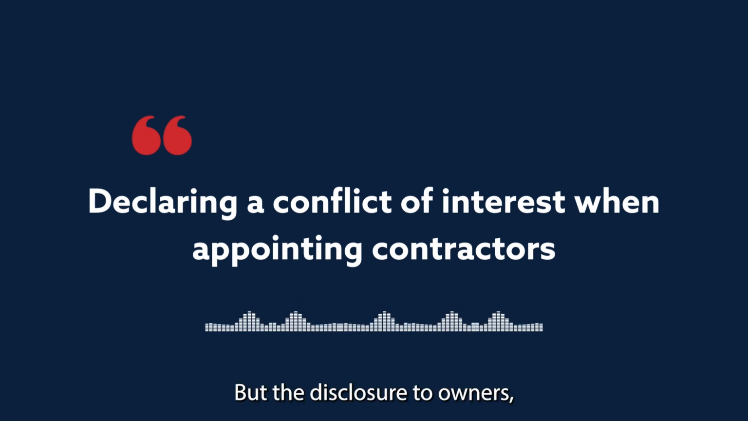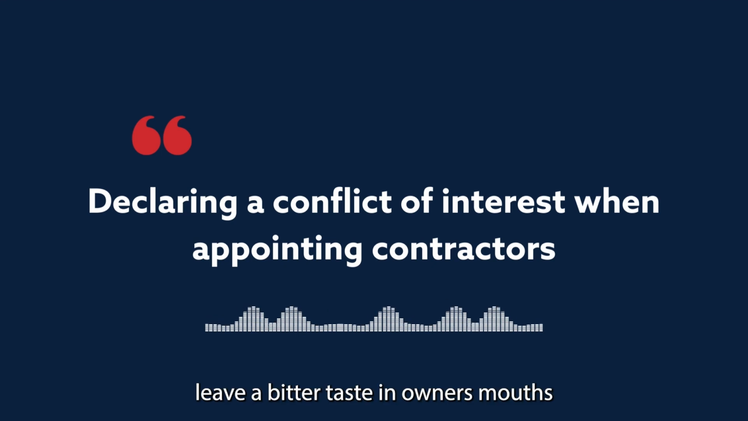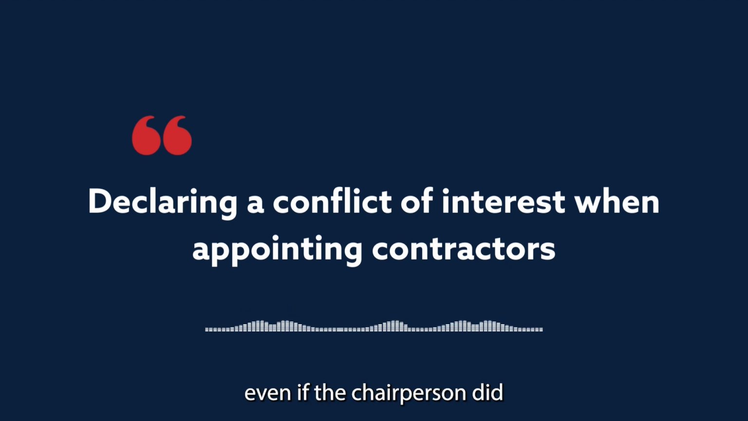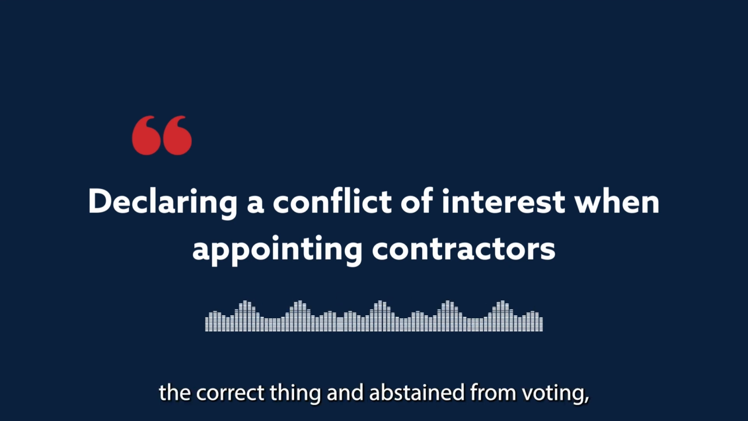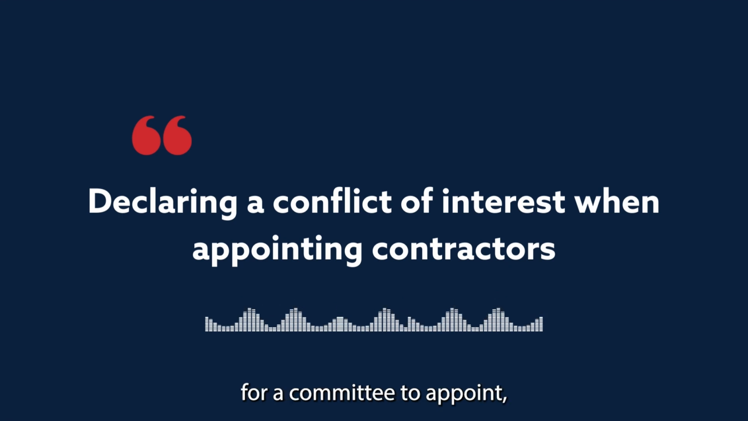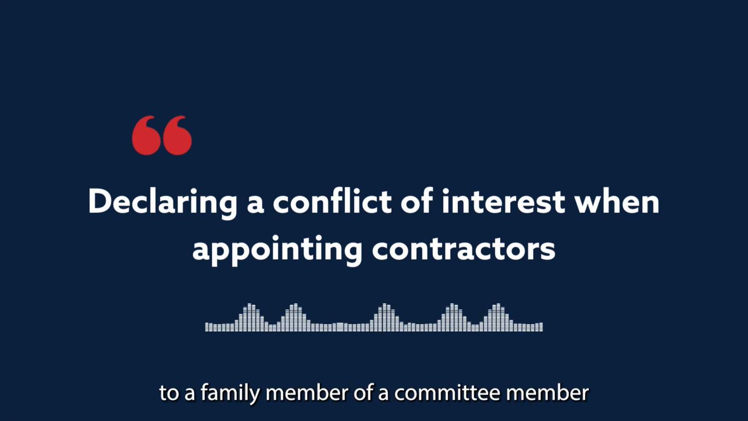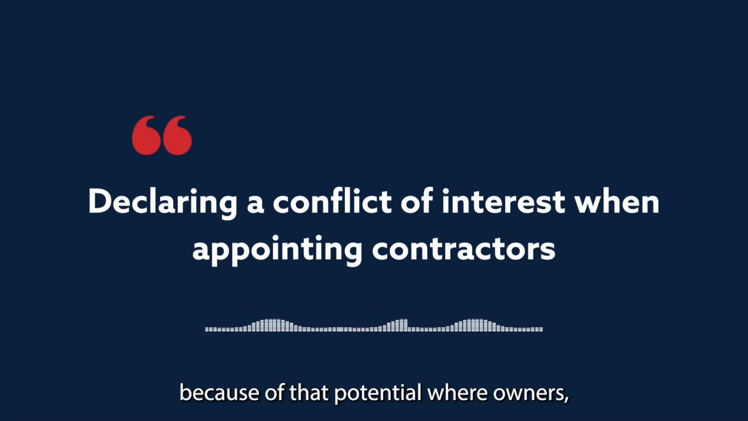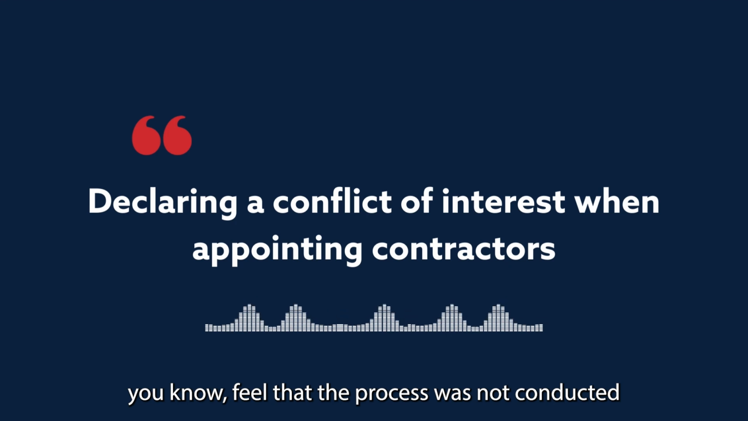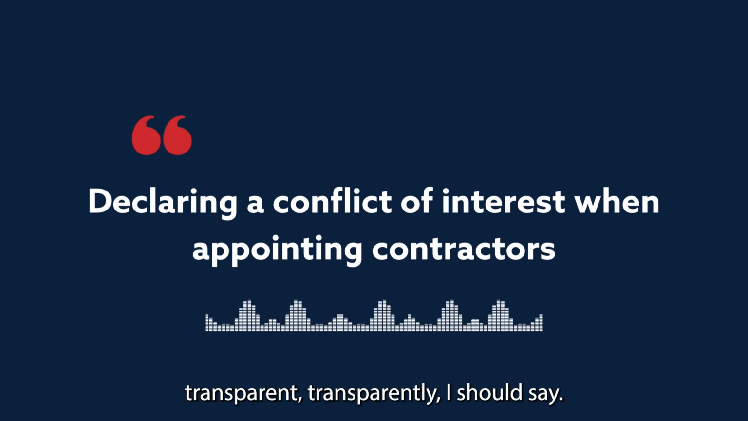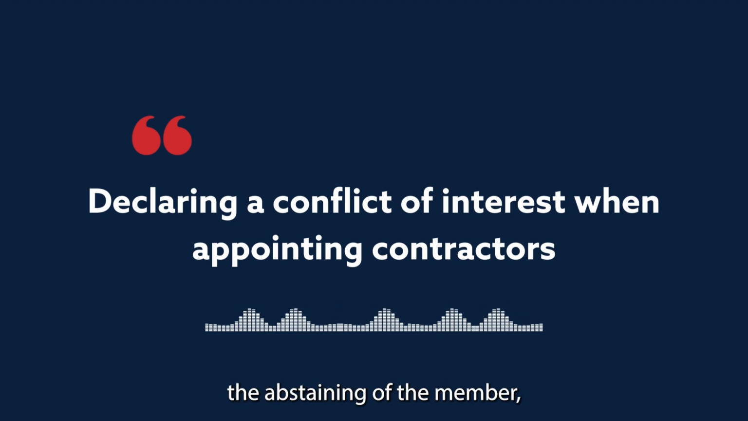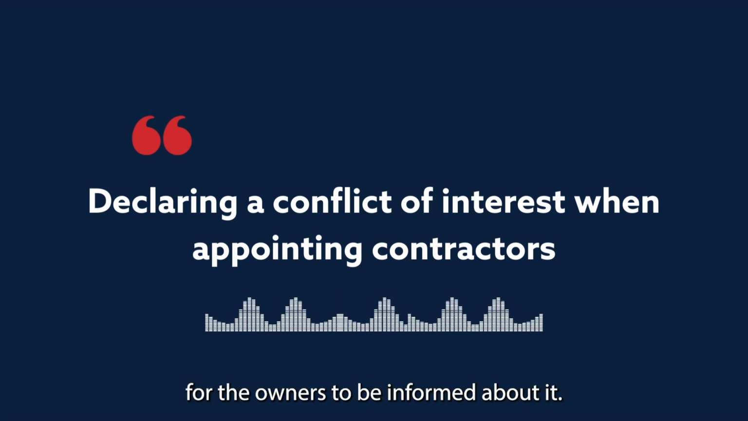But the disclosure to owners, it can leave a bitter taste in owners' mouths if they find out later that the chairperson did have a conflict. Even if the chairperson did the correct thing and abstained from voting, it's usually not a good look for a committee to appoint a fairly large contract to a family member of a committee member or a committee member directly, because of that potential where owners feel that the process was not conducted transparently, I should say. So even though the law only requires the abstaining of the member, I think it is a good idea for the owners to be informed about it.